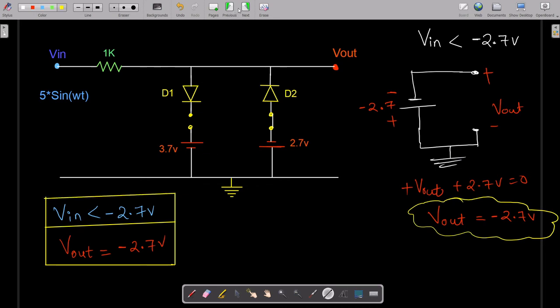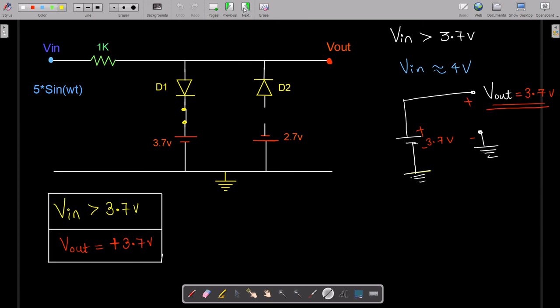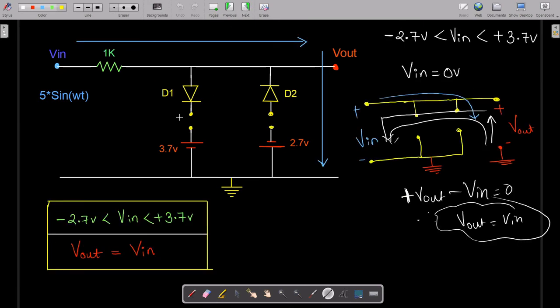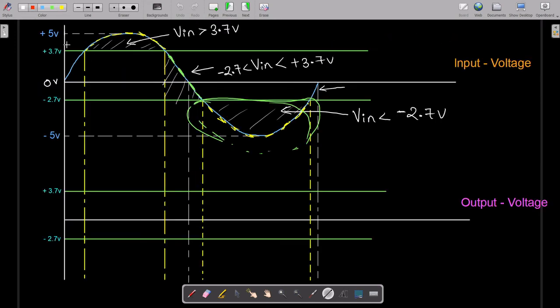So let's go straight to that graph and analyze it. The very first thing you can see from this waveform is that it is moving from 0 to plus 3.7 volts. Since 0 volt lies between minus 2.7 and plus 3.7 volts, during this time interval your V out would be equal to V in. So whatever the input waveform is gets reflected as it is to the output side. So we'll draw a straight line.